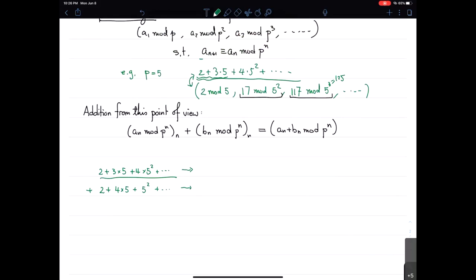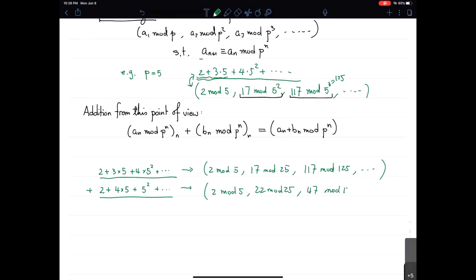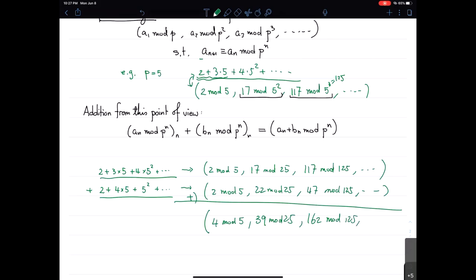Well, let's do an example of how the addition is done. Remember, I have a power series like this, and another power series expression of this p-adic number. So how does it correspond? The first one corresponds to 2 mod 5, 17 mod 25, and 117 mod 125, and so on and so forth. And this one is 2 mod 5, 22 mod 25, and then 47 mod 125. When I add them up, I get 4 mod 5, and this will give me 39 mod 25, right? Just add the two numbers up. And this is 164 mod 125.